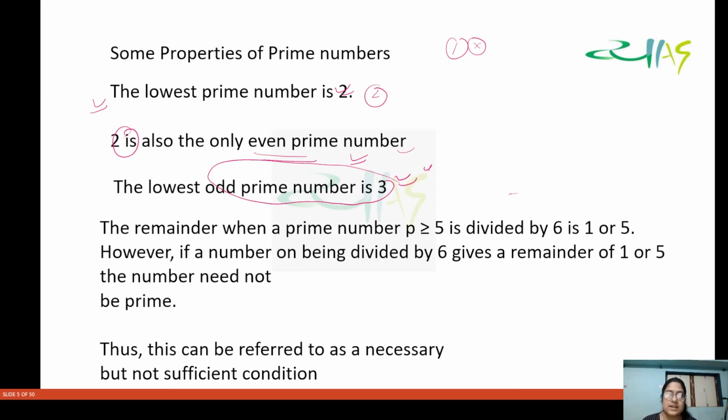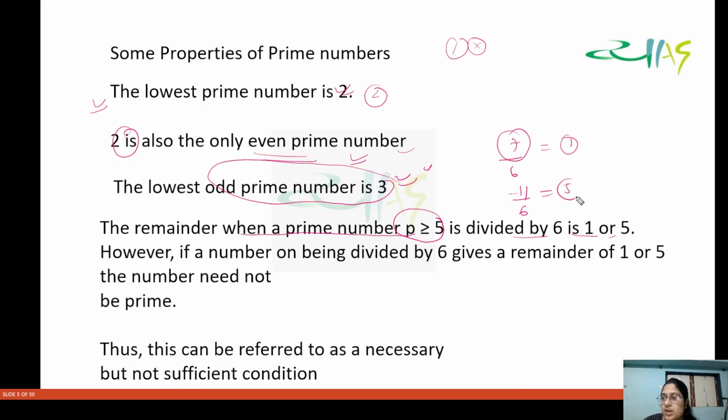Now see students, look at this property. It is saying that the remainder when a prime number p greater than 5 is divided by 6 is 1 or 5. So what it is saying basically is that you take any prime number greater than 5. Let us take 7, and 7 when divided by 6 gives remainder 1. Now let's take another prime number. So we have 11 as another prime number. Divide this by 6.